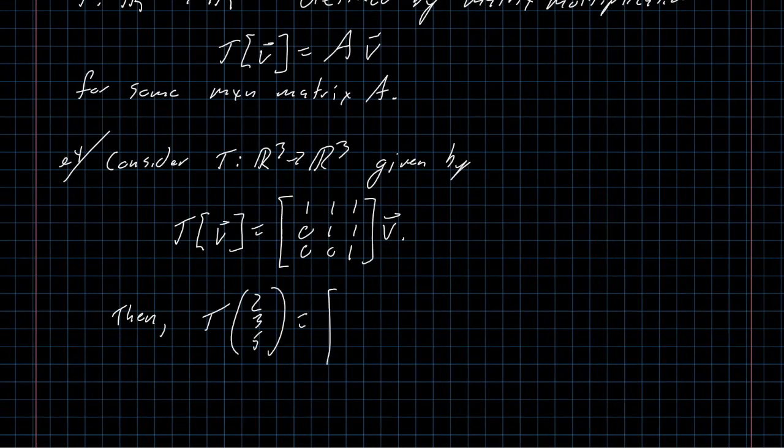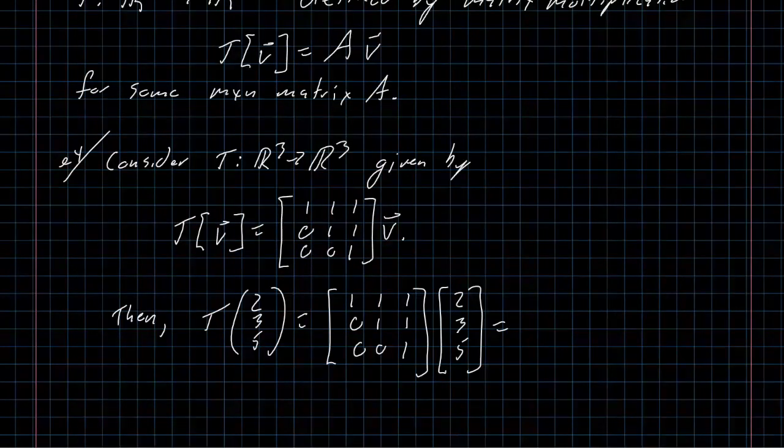Well, that means we're going to take 1, 1, 1, 0, 1, 1, 0, 0, 1, and we're going to multiply it times 2, 3, 5. First row with the column: 1 times 2, 1 times 3, 1 times 5, 2 plus 3 plus 5 is 10. Second row with the column: 0, 3, and 5 is 8. Third row with that column, 0, 0, and 5 is 5.